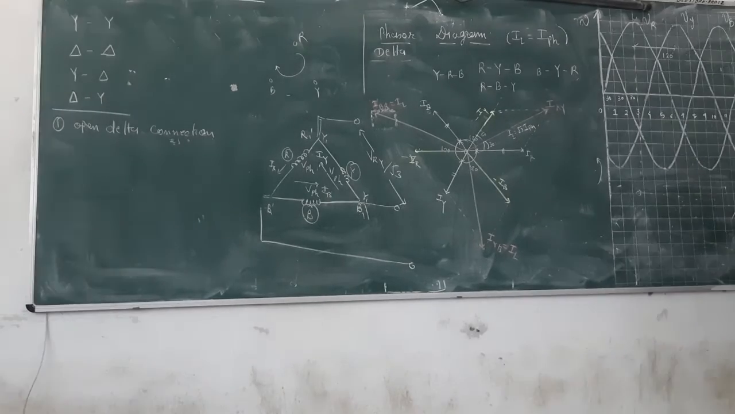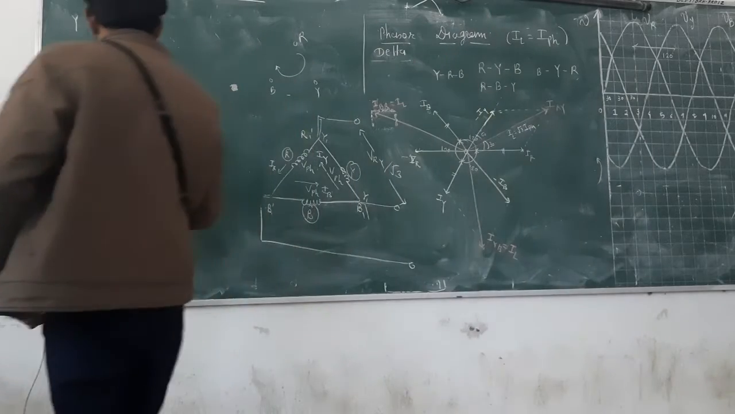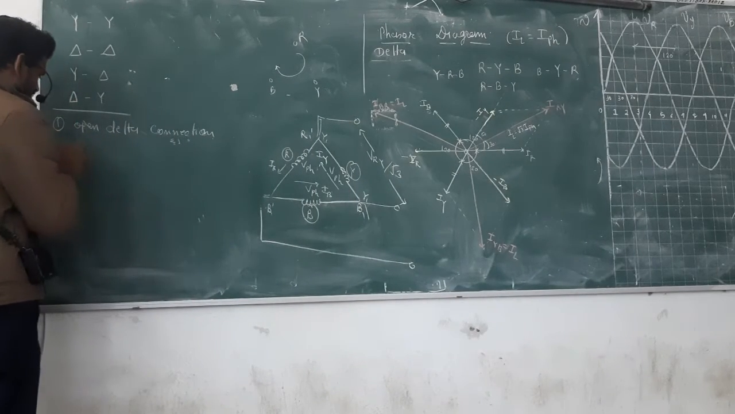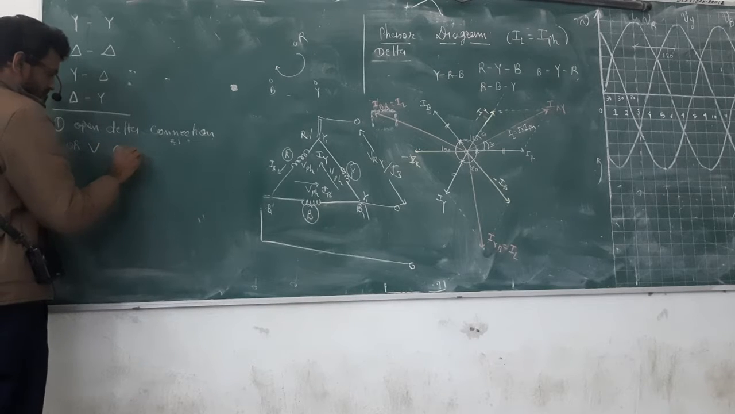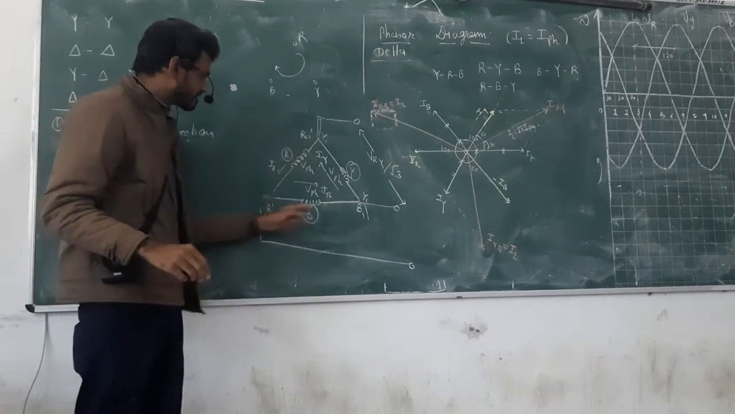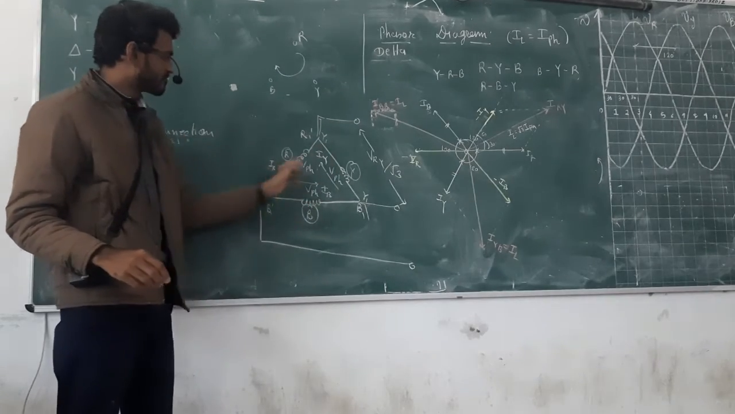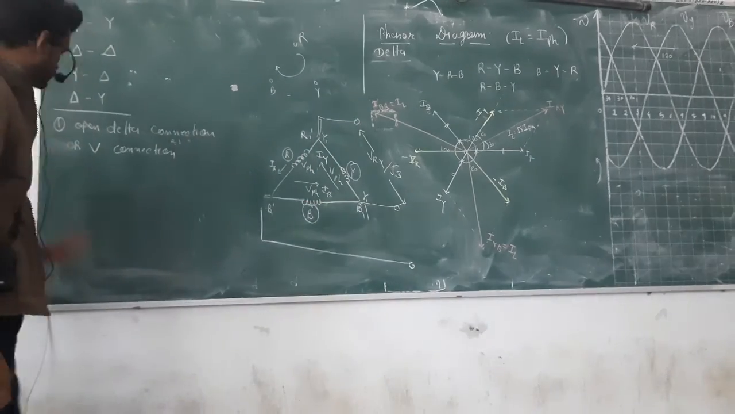How does it come? What is the derivation? No need to derive it, but you just need to remember that the open delta connection works at 57.7%, and sometimes it is also called the V connection, because it looks like a V when you remove one winding. From here also V, from here also V. So sometimes it is called the V connection.